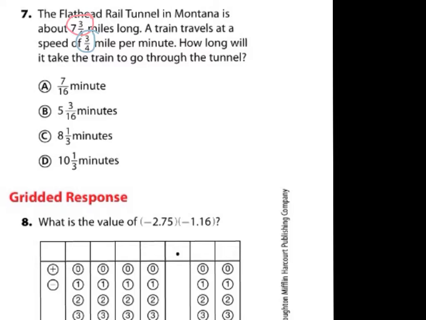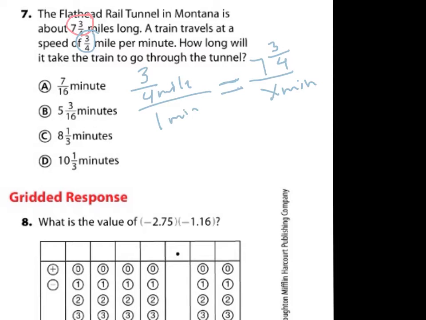Okay, so 3/4 of a mile, go ahead and write this down, per 1 minute. How long will it take the train to go through the tunnel? Well, the tunnel is 7 3/4 miles long. Nothing in here tells me to multiply or divide. This is a proportion problem. How many minutes will it take to go 7 3/4?